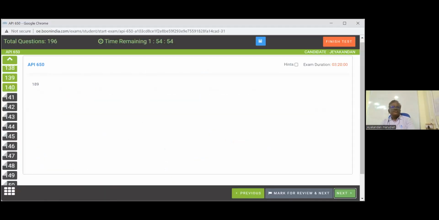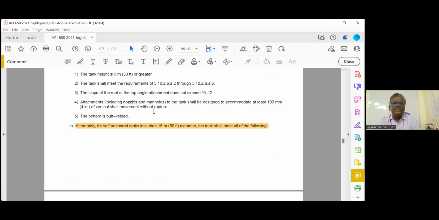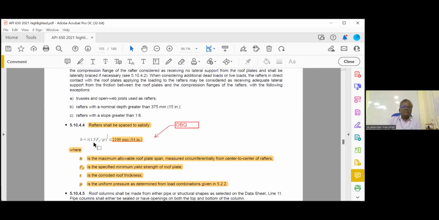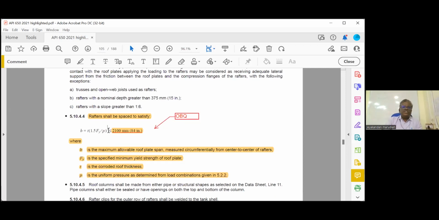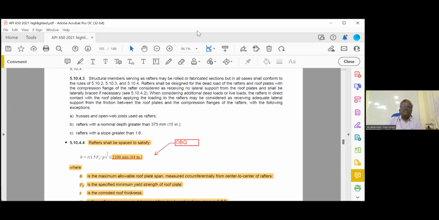Okay. Next, what should be the roof rafter spacing for roof thickness 0.5 inch, yield strength 21,000 and pressure 2 psi? Calculate it. For rafter spacing, there is a formula here. We didn't work it out in the class. See, this is the formula: square root of (t × 1.5 Fy divided by P). Page number 5-95. I will display the question, just try this question.